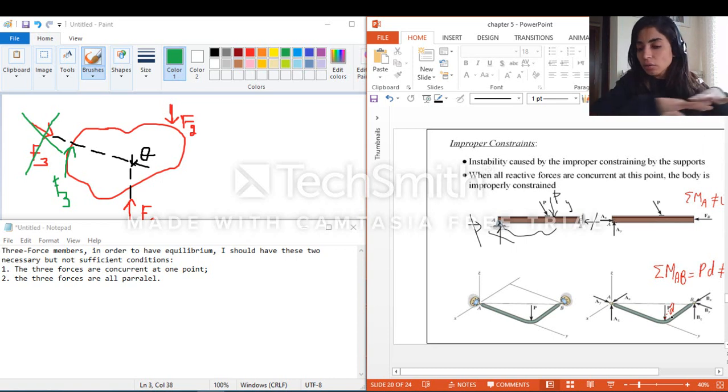So I know, guys, that all my forces are passing through this axis. So I only have one force that is not passing through this axis, which is the force P. And I know that the moment of P is not zero. It is P times the distance to this axis, which means, guys, I'm saying that a number that is not equal to zero should be equal to zero to have stability, which means, guys, this is impossible, and this will cause instability, and this is the case of improper constraint.